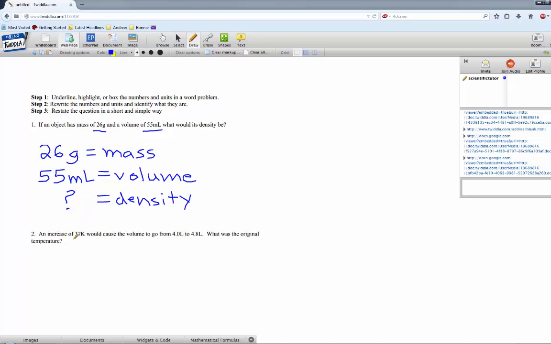An increase of 37 Kelvin would cause the volume to go from 4.0 liters to 4.8 liters. What was the original temperature? So I'm going to step 2 now, rewrite the numbers and units and identify what they are. 37 with the units of Kelvin is a temperature. I'm just going to write temp.